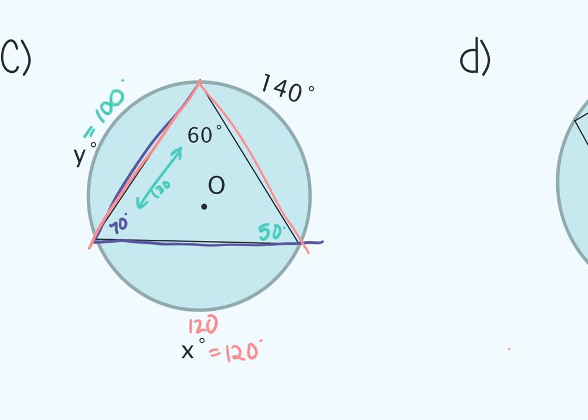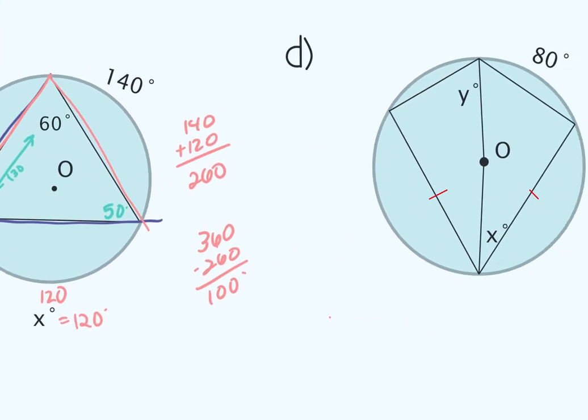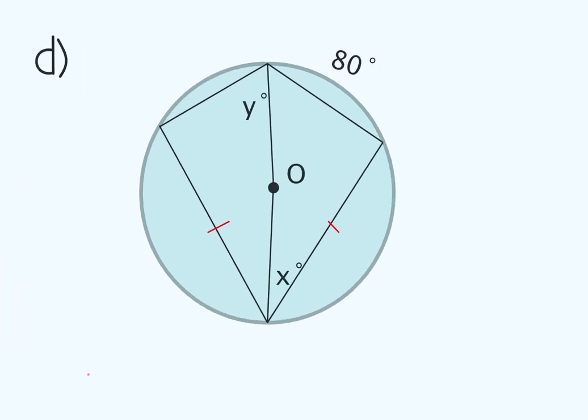Or you could have gone arcs. I could have done 140 plus 120, 260, and then subtracted it from 360. So either of those work, and they should work, which is a good way to check your answer, too. Questions on that one? All right, go to the D.